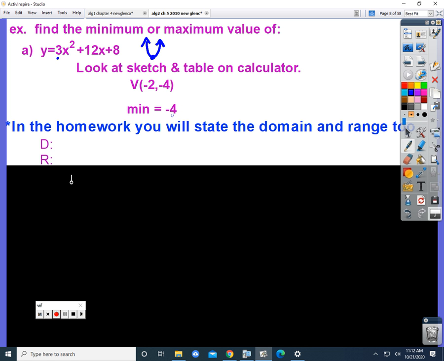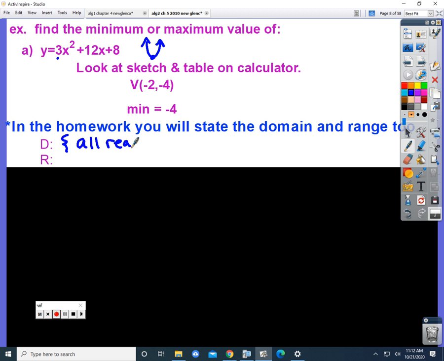Oh, before we do that, they do ask you for the domain and range. Okay, so we're gonna do those pretty braces. In this case, domain, you could actually use all reals. You can use any x value. Let me go back and show you that on the table here.